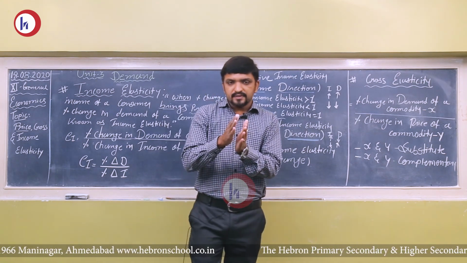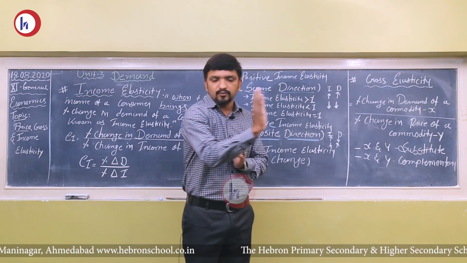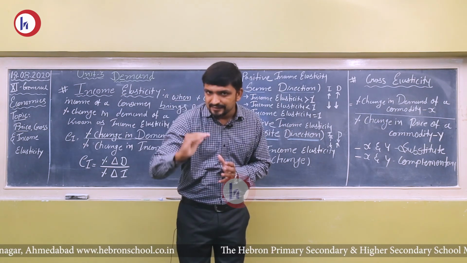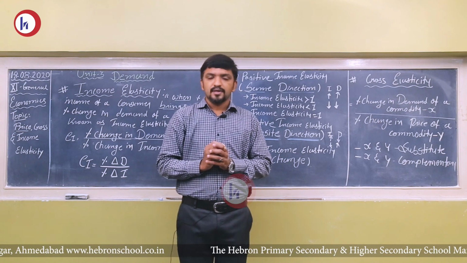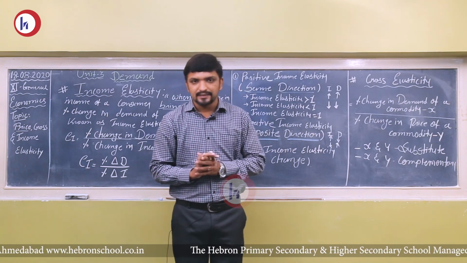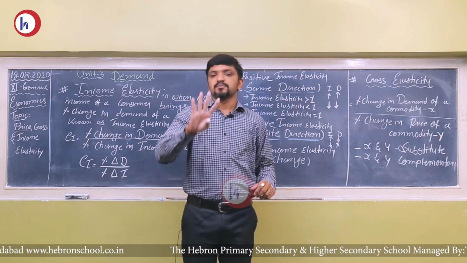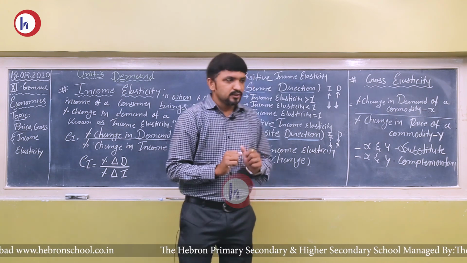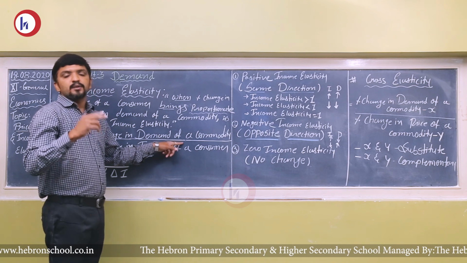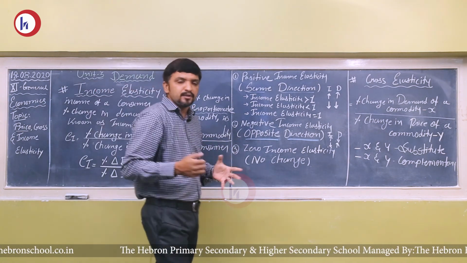Suppose previously I was selling 100 units at rupees 10, so 100 into 10, 1000, my total outlay was 1000. Now with a decrease in price to rupees 8, I am able to sell 120 units. So 120 into 8 is 960. My total outlay has decreased by 40 rupees. So this one is total outlay method. Number three, geometric method.